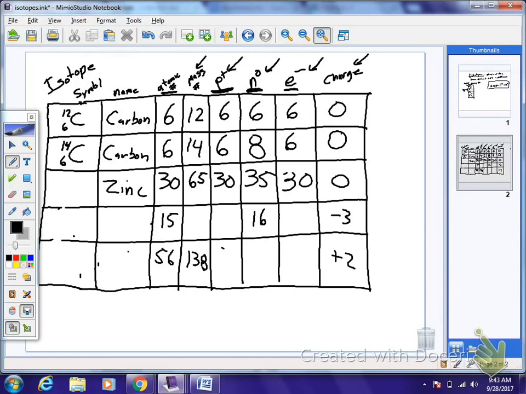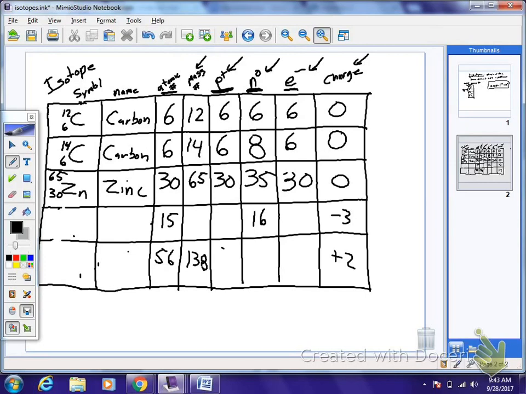So we haven't really challenged you on the charges yet. So then that would be Zn, and then up above I'd have 65. Down below I'd have 30. And that's what you would do.